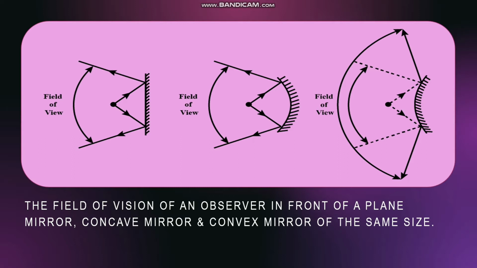And the last diagram is a convex mirror. Convex mirror can view a wider field of vision, but the disadvantage is the image formed will be small. So these are the differences between the three types of mirror, as they produce images with different characteristics.